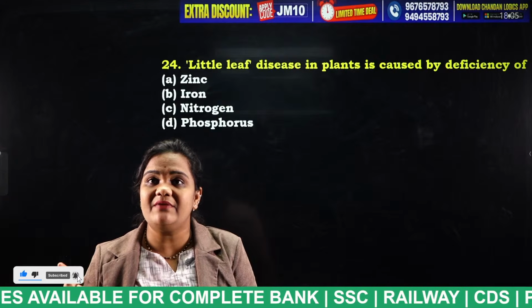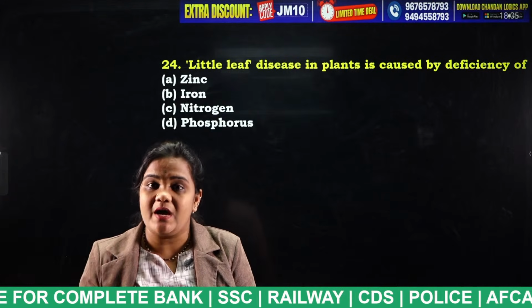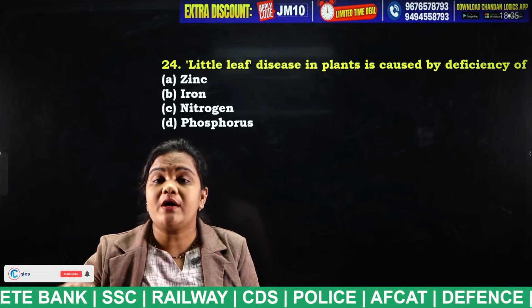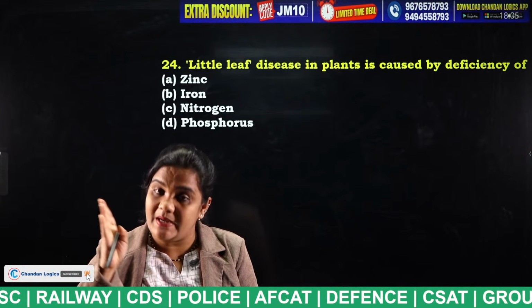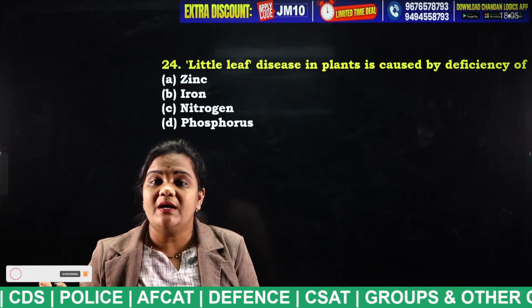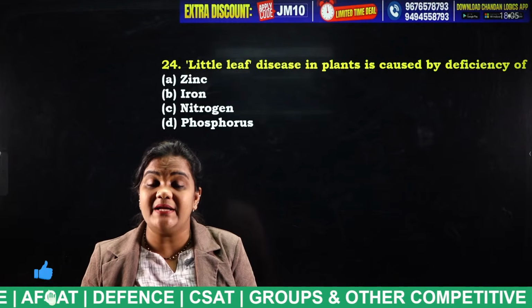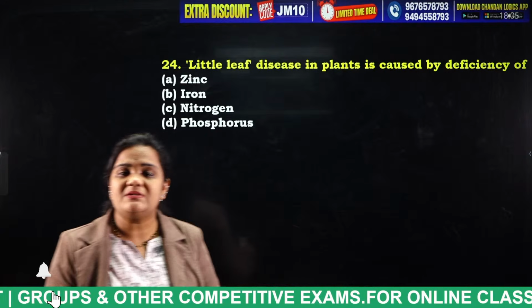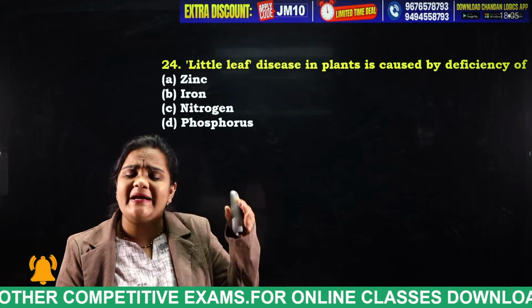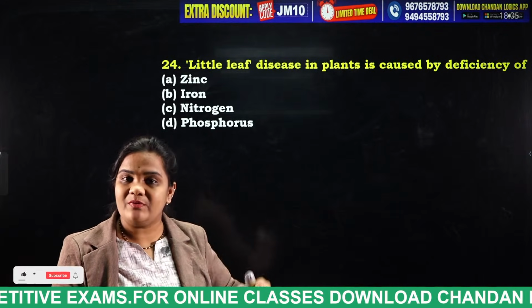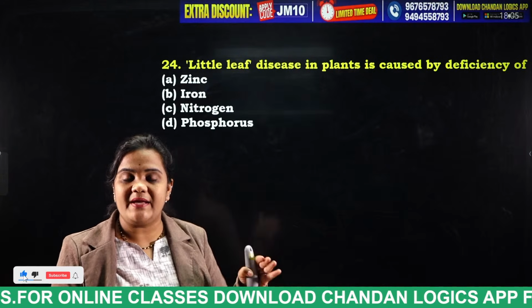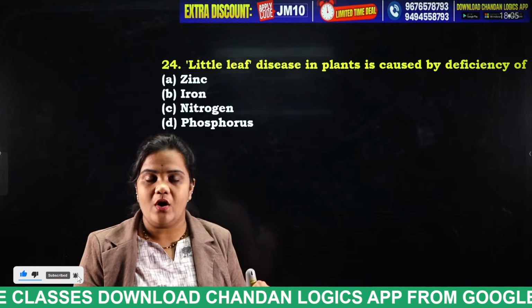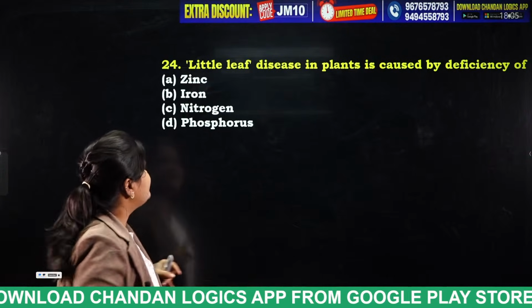And this is little leaf, due to the deficiency of zinc. What happens, friends? The auxin hormone secretion will be lesser, due to which cell elongation and leaf expansion will be decreased. So for this reason, these leaves appear in a crowded form. What is an example for little leaf? Mango tree.